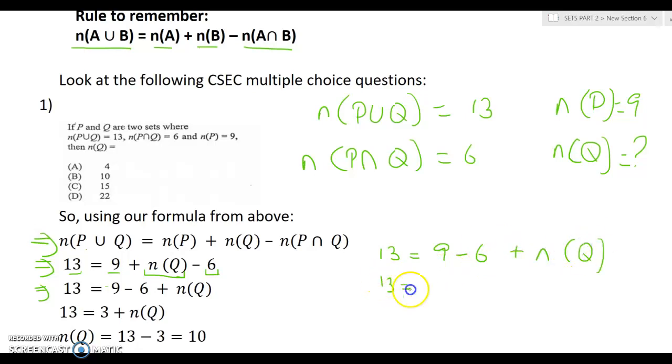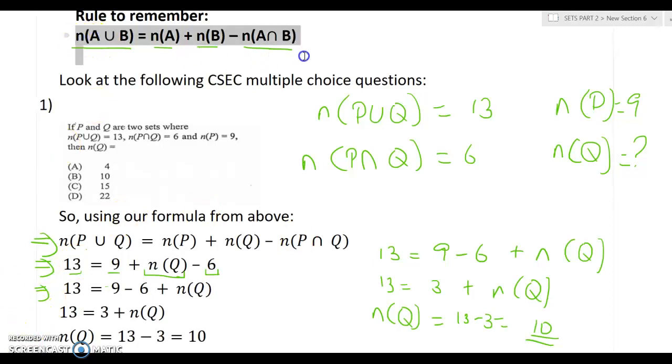3 plus the number of members in Q. And we're just going to make the number of members in Q the subject. We want to find how much that is. So it's really 13 minus 3, which is 10. 10 members in set Q, right? So again, this formula here is very, very important to remember, so just make note of that.